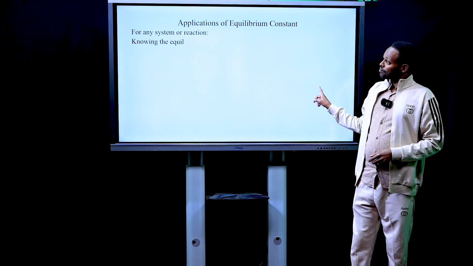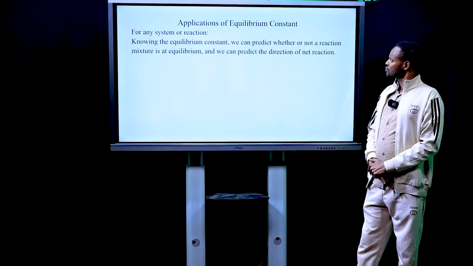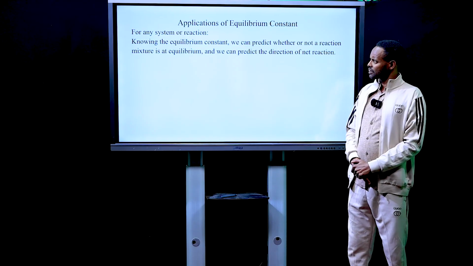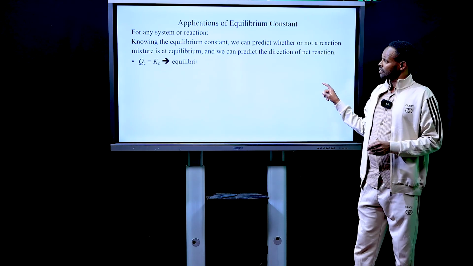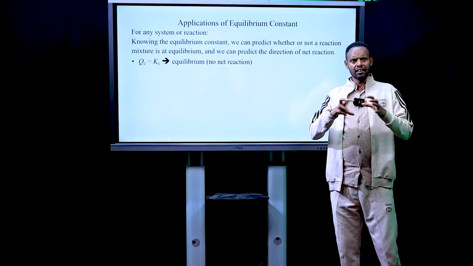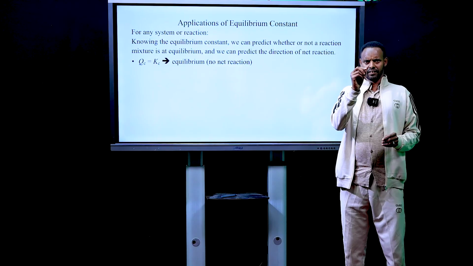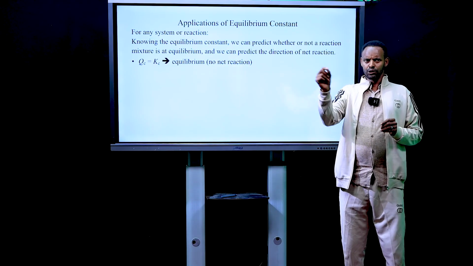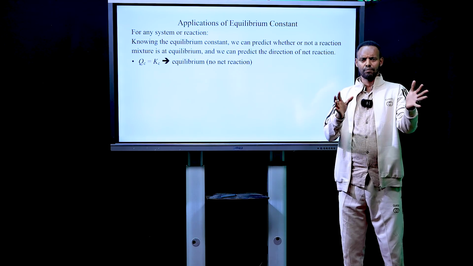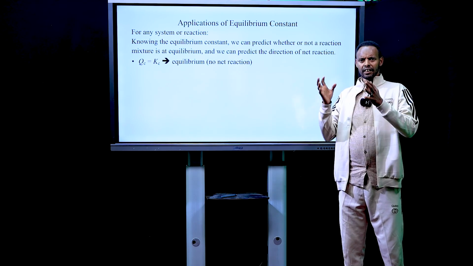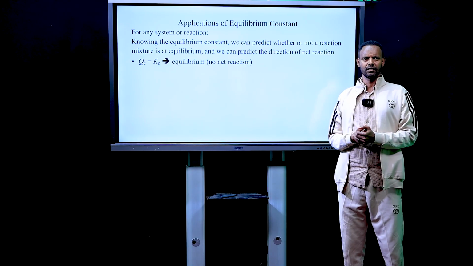For any system or reaction, knowing the equilibrium constant, we can predict whether or not a reaction mixture is at equilibrium, and we can predict the direction of net reaction. We know that to find the equilibrium expression of a given chemical reaction, we calculate the equilibrium constant using the concentrations of the products raised to their coefficients in the balanced chemical equation, divided by the concentrations of the reactants raised to their coefficients in the balanced chemical equation.